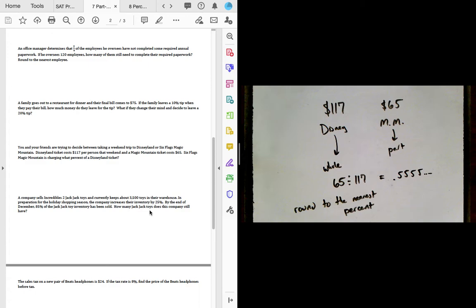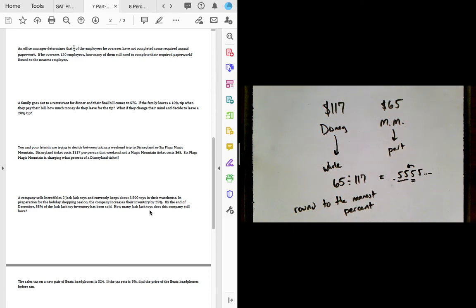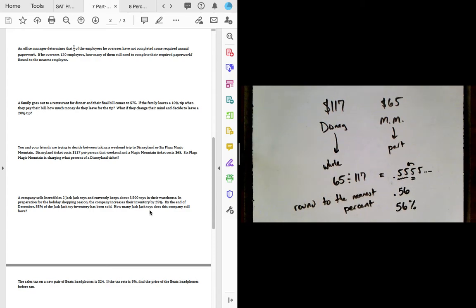And so if we wanted to round this to the nearest percent, then I would only want 2 spaces after the decimal. This 5 right here is going to go away, but before it does, I need to bump up this 5 into a 6. So I'm rounding up here to 0.56, and we know that 0.56 as a percentage should be expressed as 56%. So they're charging a little bit more than half the price for a Magic Mountain ticket as they do for a Disneyland ticket.